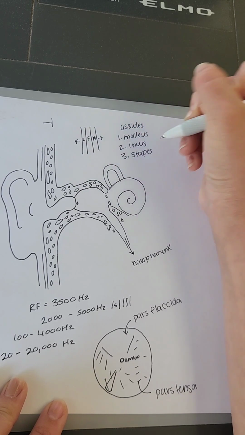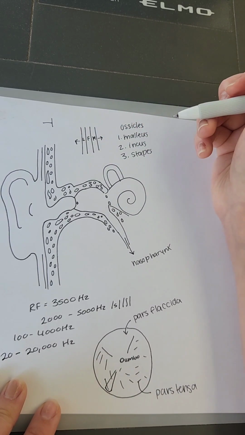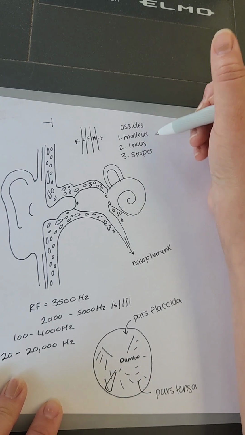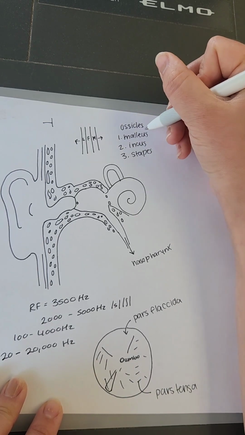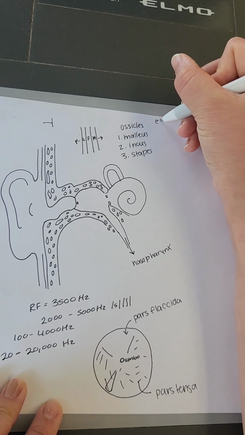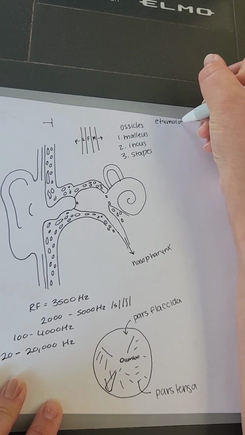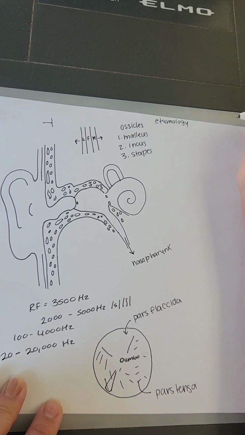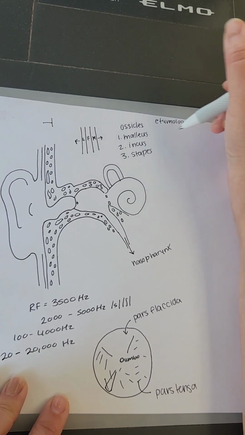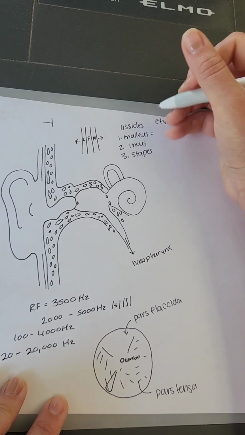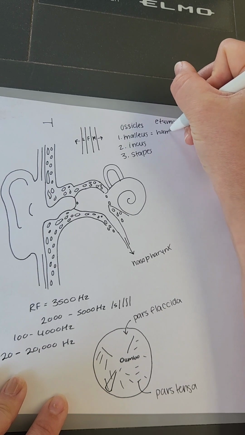And one of your best tools to study, particularly with anatomy, is to search on Google. You go on Google and you're going to search malleus etymology. Etymology is where words come from, their Latin and Greek roots, and it really helps you to learn these new and unusual words. So if you look up the malleus etymology, it literally is Latin for hammer.